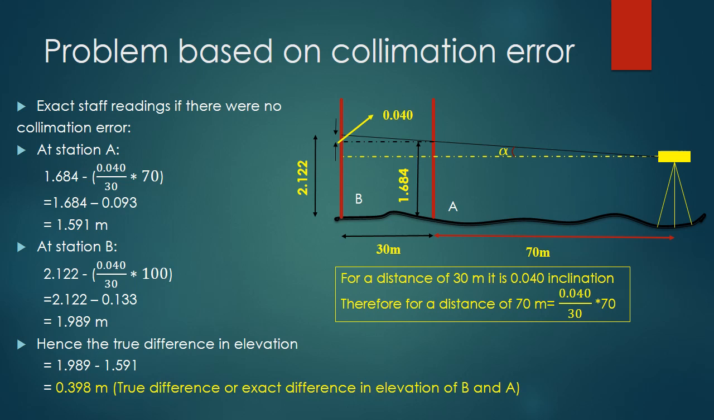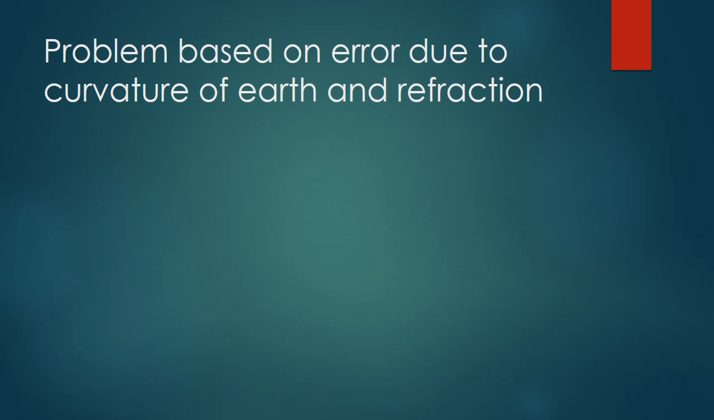We have already corrected the error in both the stations where the staff reading was taken. So this should be our true staff reading, and the true difference in elevation is also correct, and it is equal to the exact difference in elevation found by subtracting the reduced levels of A and B. Now let us see a next problem in which we will try to correct the error due to curvature of the earth and refraction.